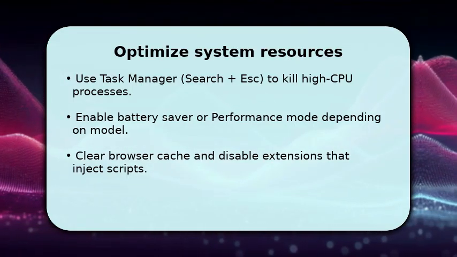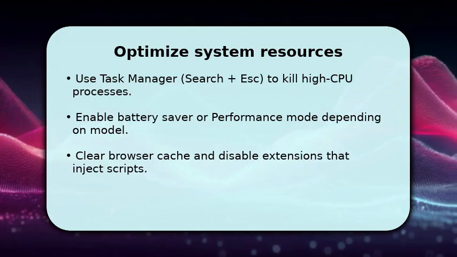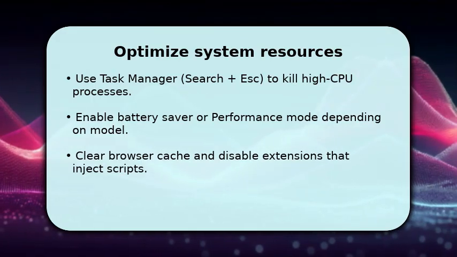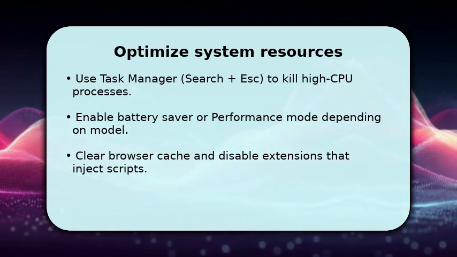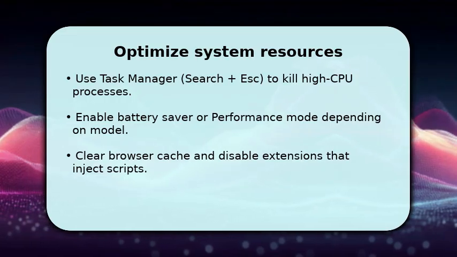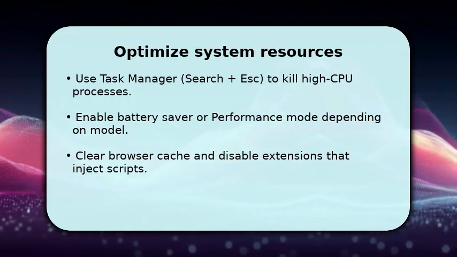Make sure Chromebook power profile is set for performance when plugged in. On some models, battery saver throttles CPU. Clear Chrome cache and temporarily disable extensions because background scripts can spike CPU during gameplay.